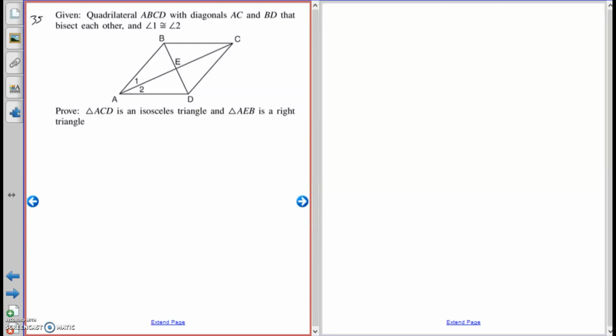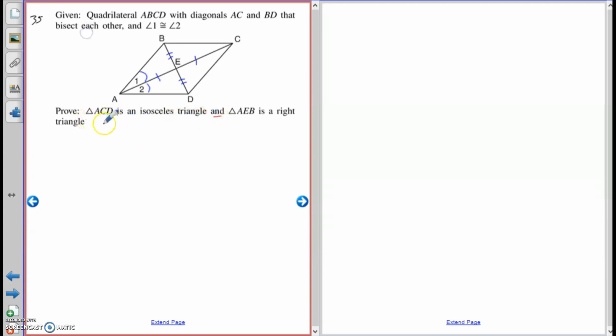So, number 35, the first part 4 of this exam. Quadrilateral ABCD with diagonals AC and BD bisect each other, and angle 1 is congruent to angle 2. So the diagonals bisect each other. So that means that this diagonal is bisected and this diagonal is bisected. And they're also telling us angle 1 is congruent to angle 2.